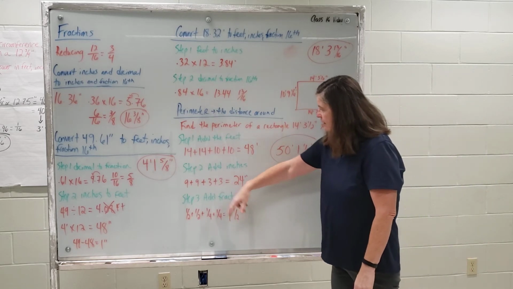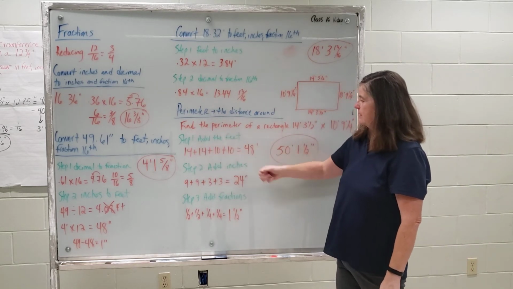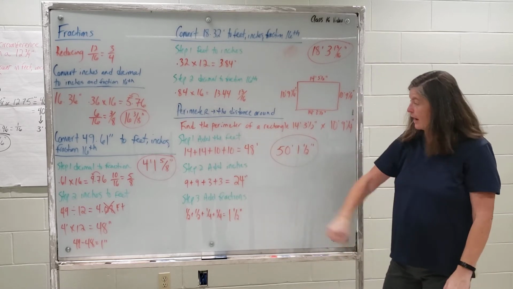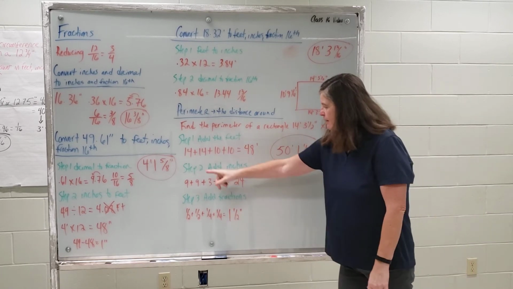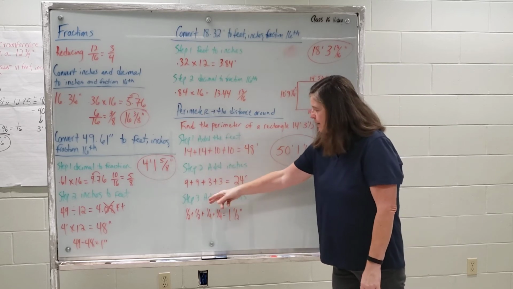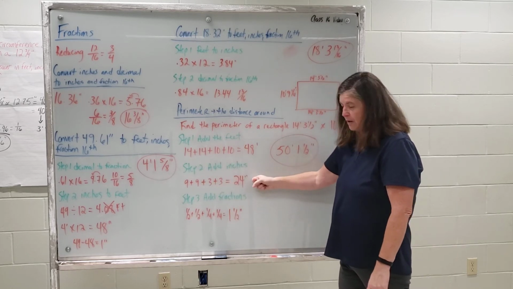So to add our feet, 14 plus 14 plus 10 plus 10, we get 48 feet. Okay, gonna write that down right there. Step 2, we add our inches. 9 plus 9 plus 3 plus 3, 24 inches.